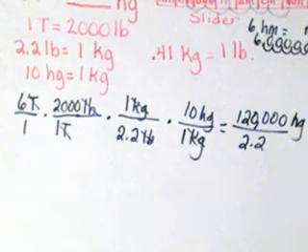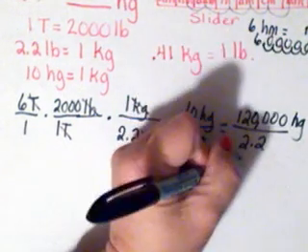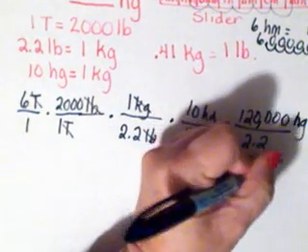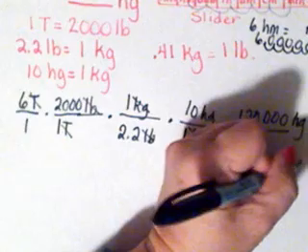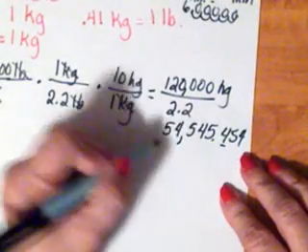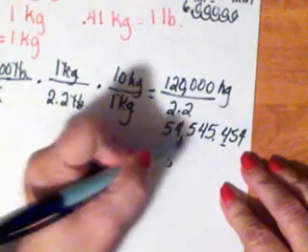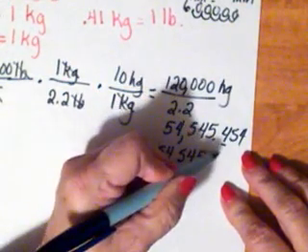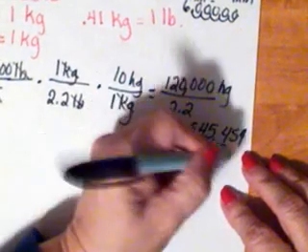So we're going to divide 120,000 divided by 2.2, and we get 54,545.454. Okay, so if you were asked to round to the nearest tenth, that would be 54,545.5 hectograms.